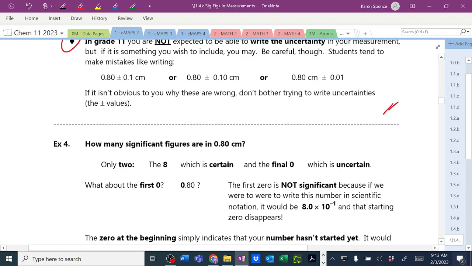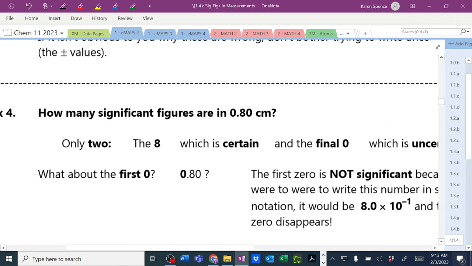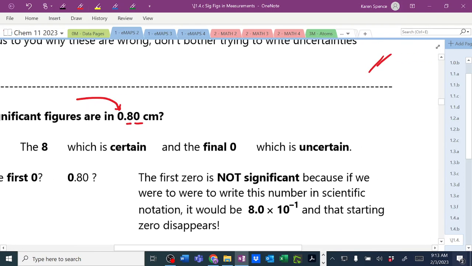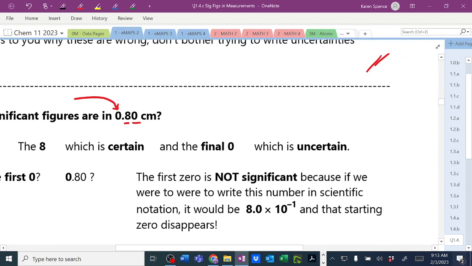Next on our list, how many significant figures are in 0.80? We did talk about earlier why we only count the 8 and the 0. It's because this value at the front is just a placeholder telling us our number has not started yet. Next day, we will actually be learning about scientific notation. And when we write 0.80 in scientific notation, it actually becomes 8.0 times 10 to the negative 1.